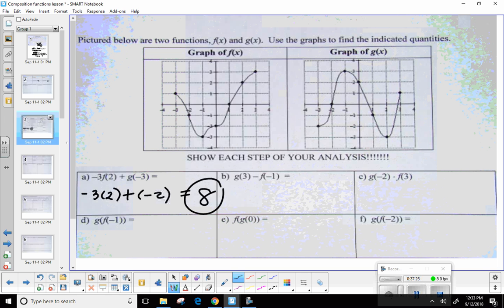Now, g of 3. So again, I want to make sure I'm in the right graph. What value of x am I interested in? Okay, we're in g, but what x value? 3. So in graph g, here's my 3 right here. So I'm going to go up, straight over. What is g of 3? 1. Minus. Now f tells me I want to jump graphs. I'm going to go to the other one. And I'm very interested in negative 1.